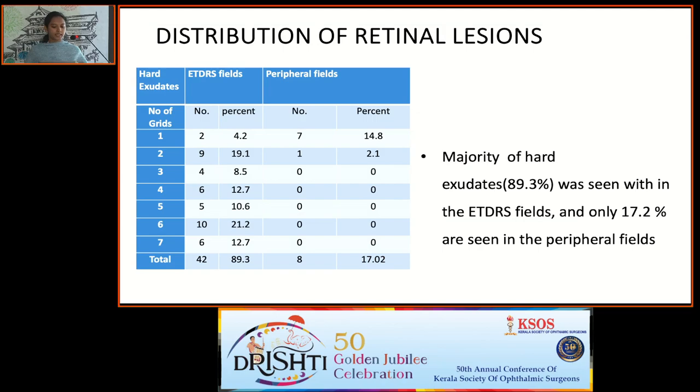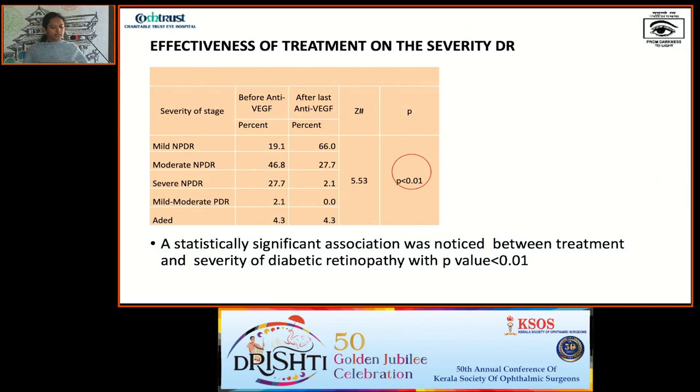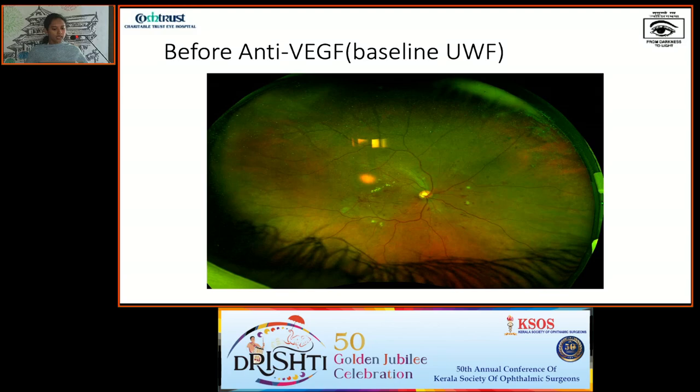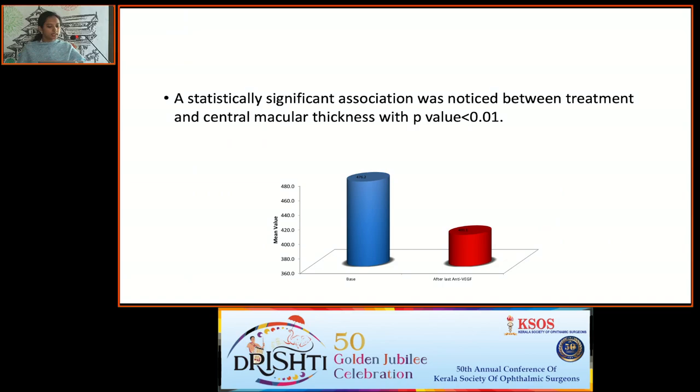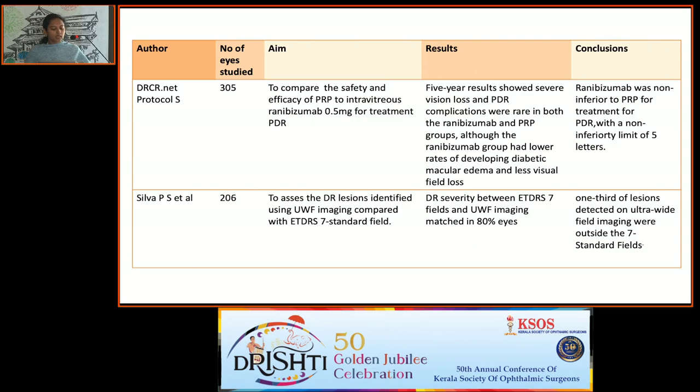On the effectiveness of treatment, the change in the severity of diabetic retinopathy was significant. This is one patient's image before the anti-VEGF injection. Here you can see numerous hemorrhages, and this is after the dose, where the hemorrhages have subsided. A statistically significant association was noticed between the central macular thickness and the p-value. Coming to comparison with other studies, DRCR.net Protocol S suggests that ranibizumab was not inferior to PRP for the treatment of PDR.